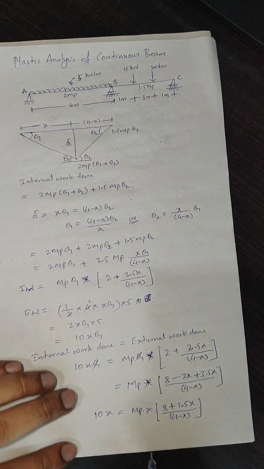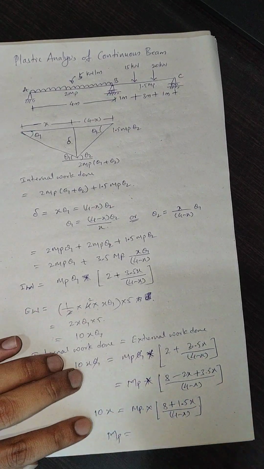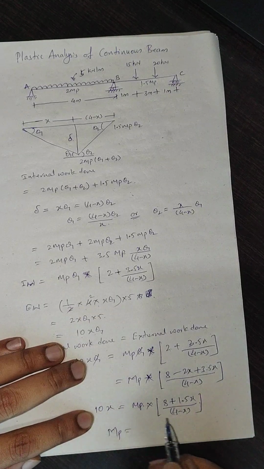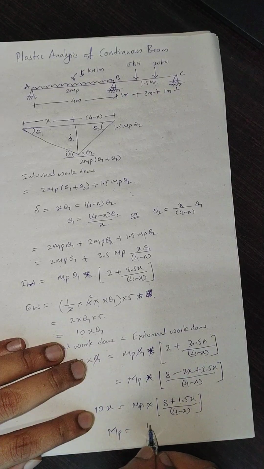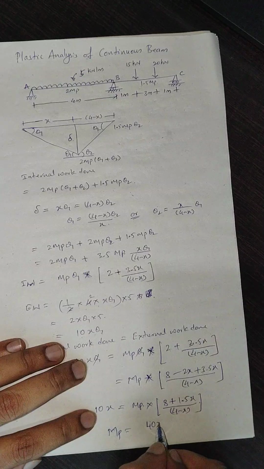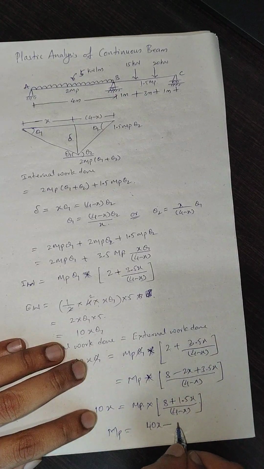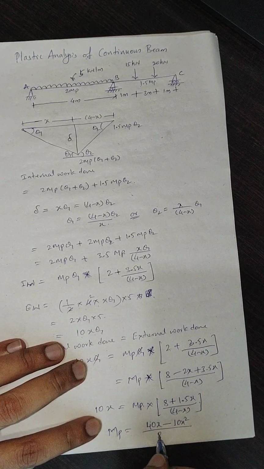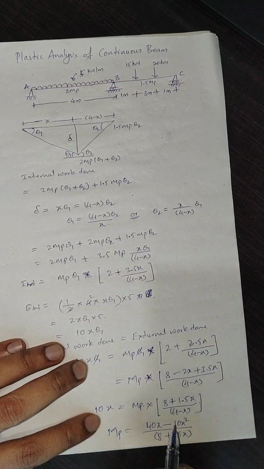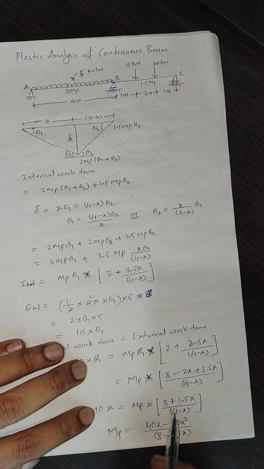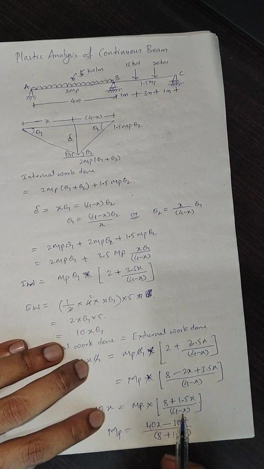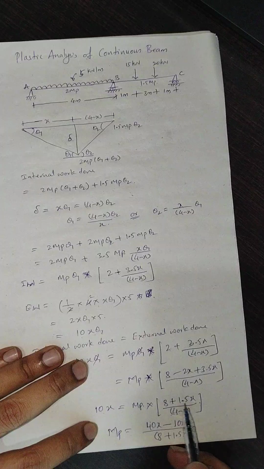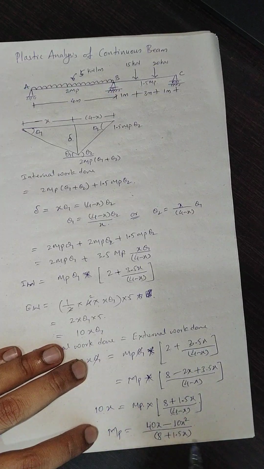Okay, so now this is the equation. Now I need to write this as mp. If I want to write this in terms of mp, it must be multiplied by 10x. So 10 into 4 is 40x, minus 10x into x is minus 10x square, divided by 8 plus 1.5x. So I have multiplied this bracket by 10x, and this divided by 8 plus 1.5x will come to the denominator, and this is mp.